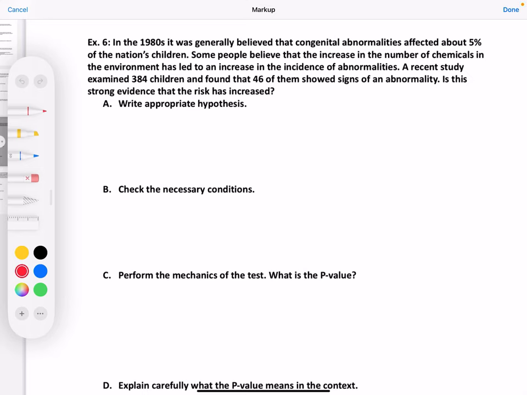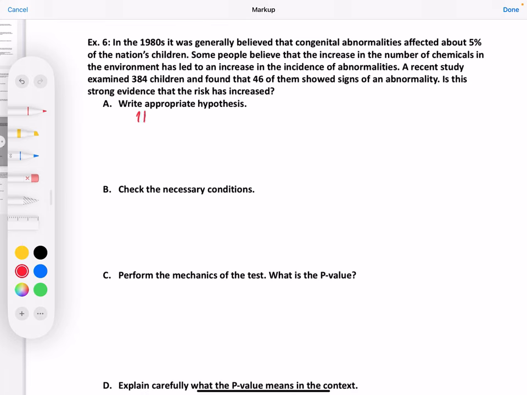All right. In the 1980s, it was generally believed that congenital abnormalities affected about 5% of the nation's children. Some people believe that the increase in the number of chemicals in the environment has led to an increase in the incidence of abnormalities. A recent study examined 384 children and found that 46 of them showed signs of an abnormality. Is this strong evidence that the risk has increased? So write an appropriate hypothesis.